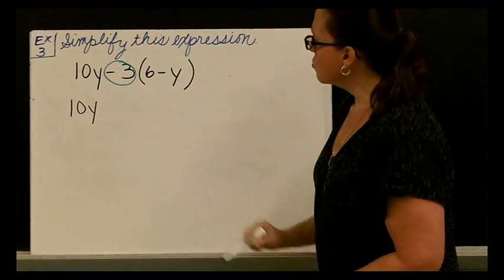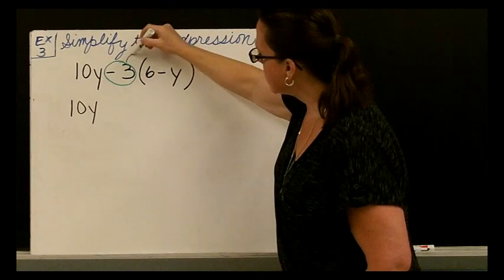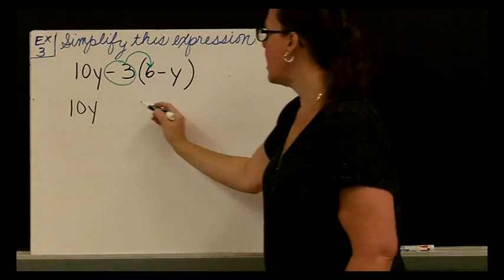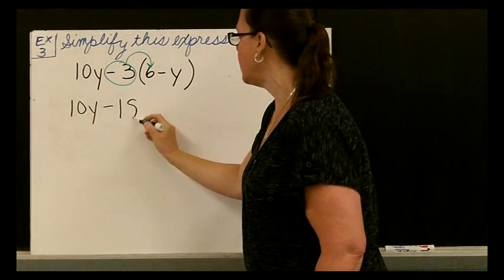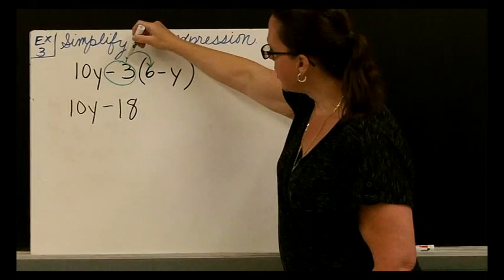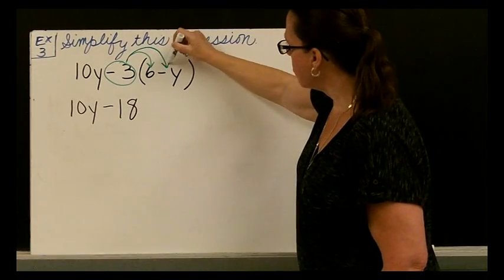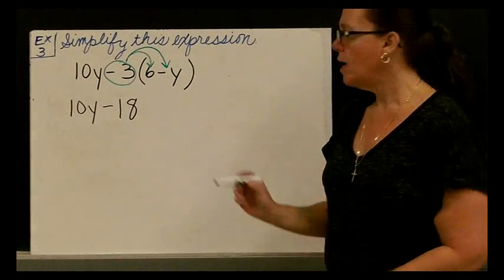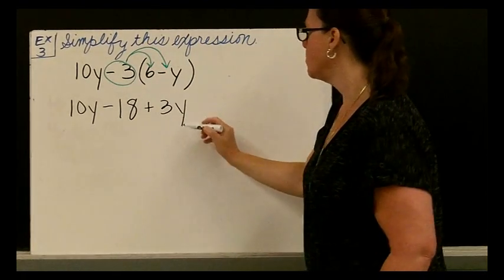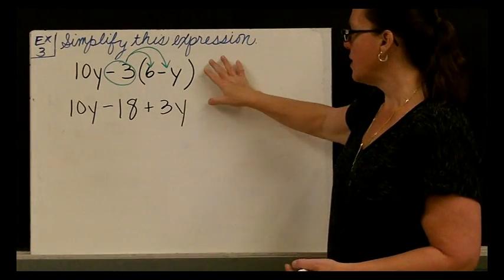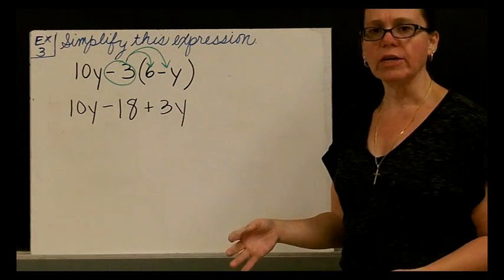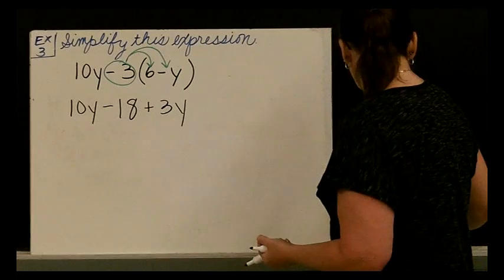So we're going to multiply negative 3 times positive 6, which gives us a negative 18. And now we go back to our negative 3, and we multiply that by our negative y, and that gives us a positive 3y. Now that we have taken care of the distributive property, we can identify our like terms and start to combine them.